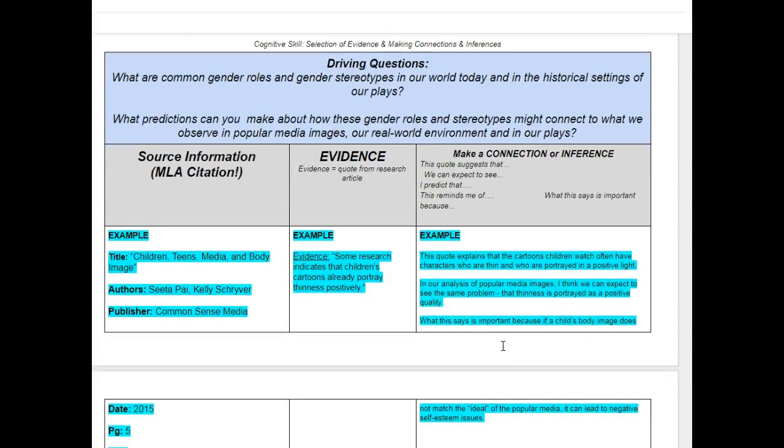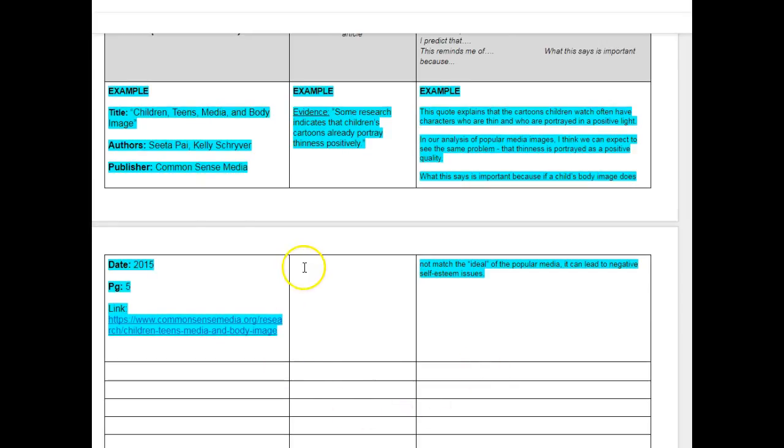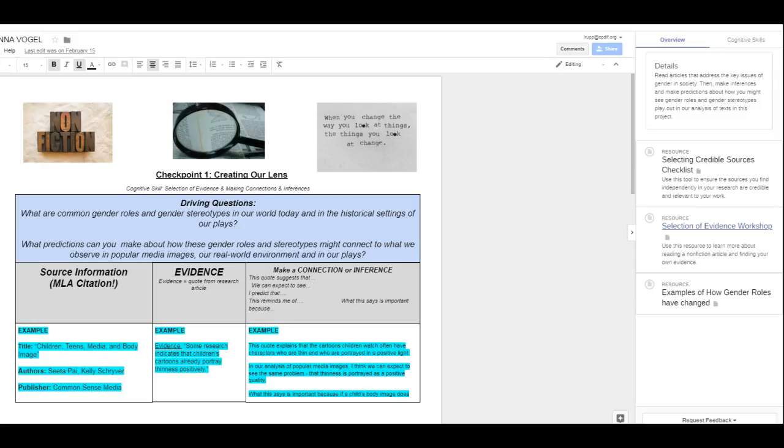So if we scroll down here, they've given us an example that they found an article about children, teens, media, and body image, and they found a quote, right? That is their evidence. And then they said what this reminds them of, or what it's like, and they did a citation of what was the title, who wrote it, where it was published, what the date was, and a link. But where do you find topics to research?